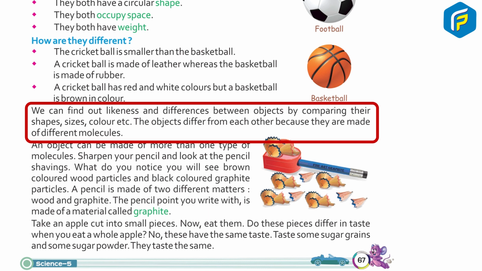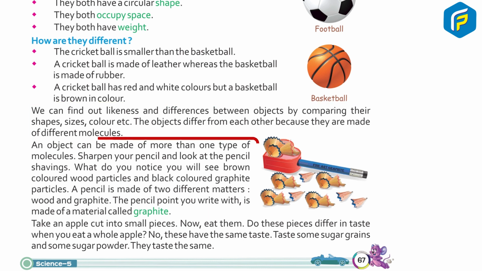The objects differ from each other because they are made up of different molecules. An object can be made up of more than one type of molecule. Sharpen your pencil and look at the pencil shavings. What do you notice? You will see brown colored wood particles and black colored graphite particles. A pencil is made up of two different matters, wood and graphite. The pencil point you write with is made of a material called graphite.